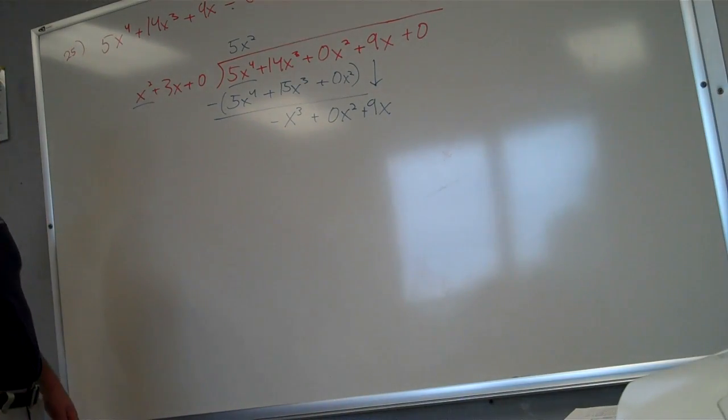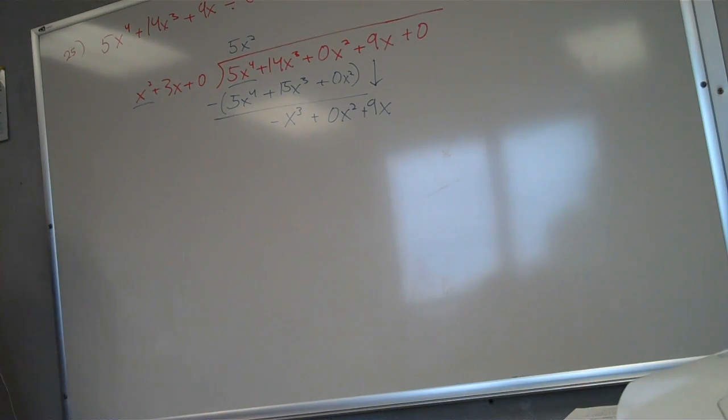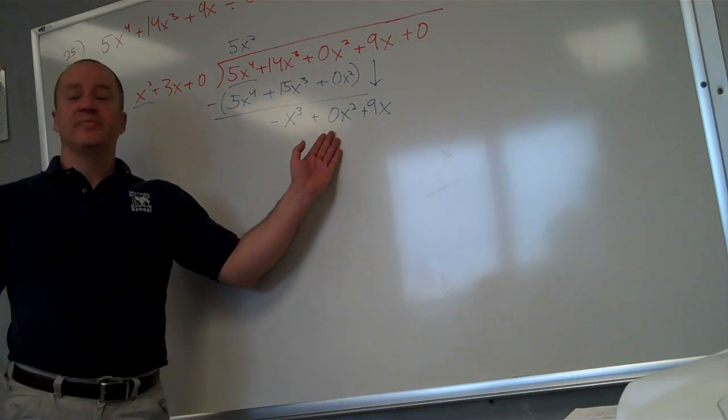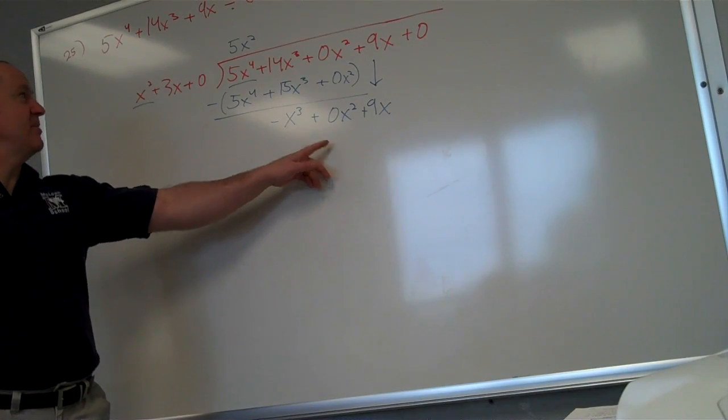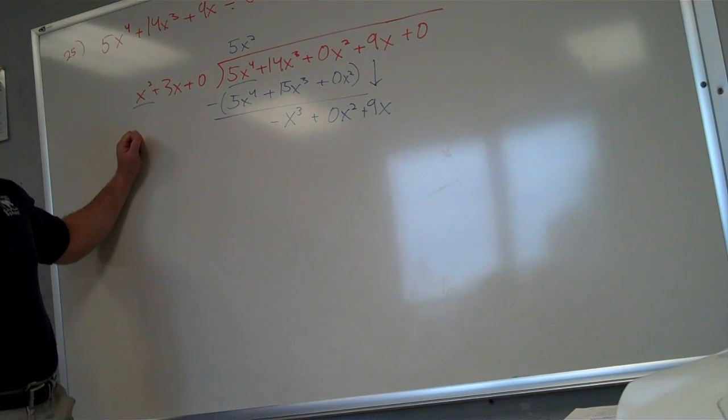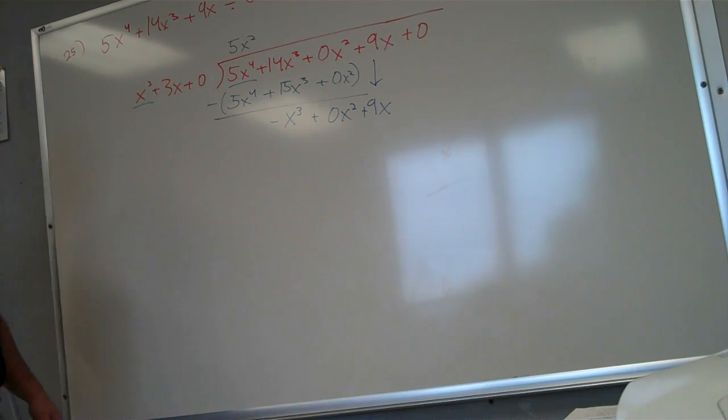So why do you need the 0x squared? Can you get rid of it now? It's a placeholder. Do you have to put the 0 on the other side? No, you don't have to. But can you get rid of the 0x squared? Well, no, I'm going to keep it for a sec, just in case I wind up with an x squared here.